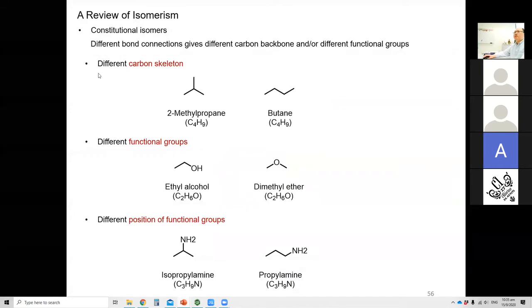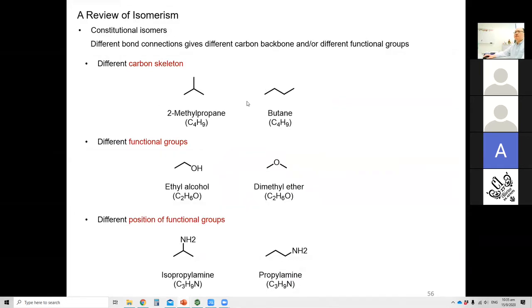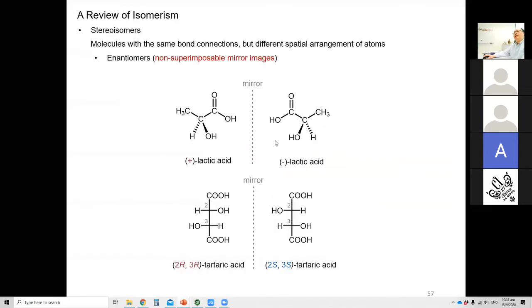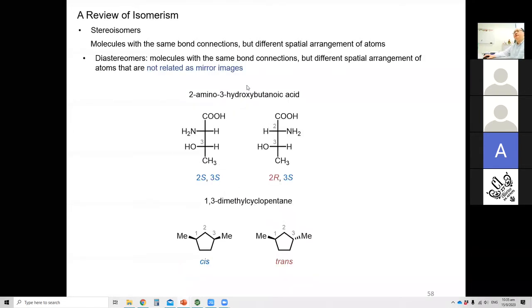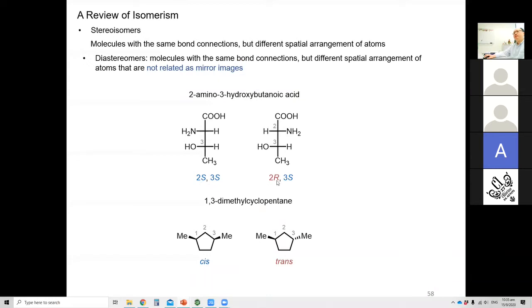All right, so we've learned this last time. Constitutional isomers can have a different skeleton, a different functional group, or the same functional group in a different position of the molecule. Okay, so these are the enantiomers. They are mirror images of each other: 2R, 3R, and flipping that becomes 2S, 3S, which is the enantiomer of the original molecule. For the diastereomers, it's not 2R, 3R now, it's 2R, 3S.